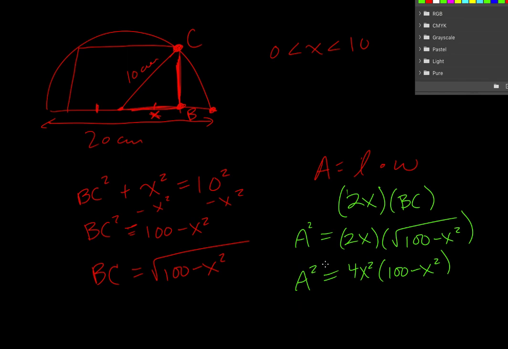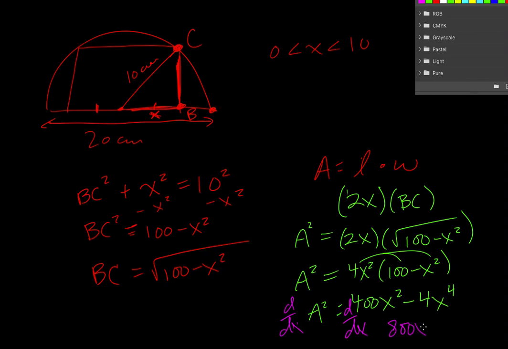And then we can just distribute that. 400x squared minus 4x to the fourth. Okay. Now we're going to take the derivative of this. So d dx, both sides. And we want to see what that is equal to 0. But when we take this, we get 800x minus 16x cubed.